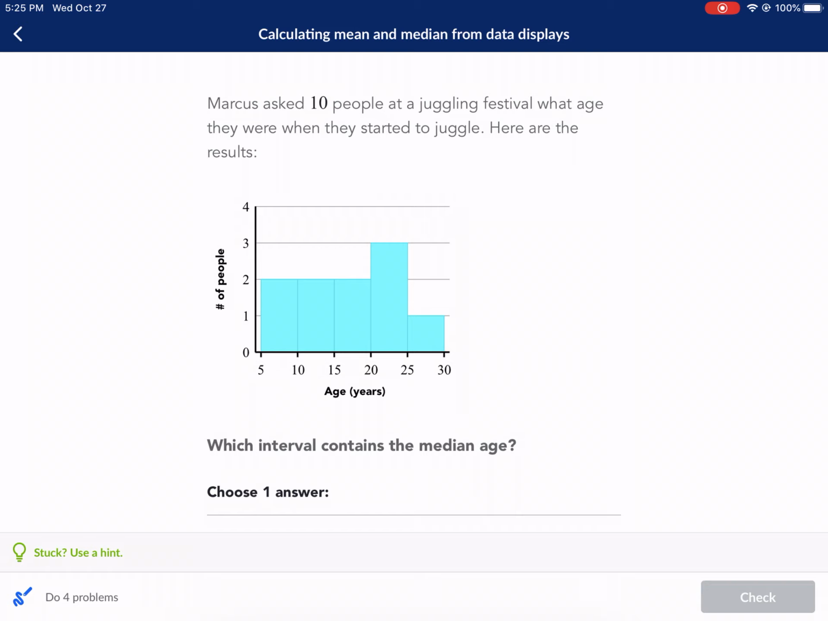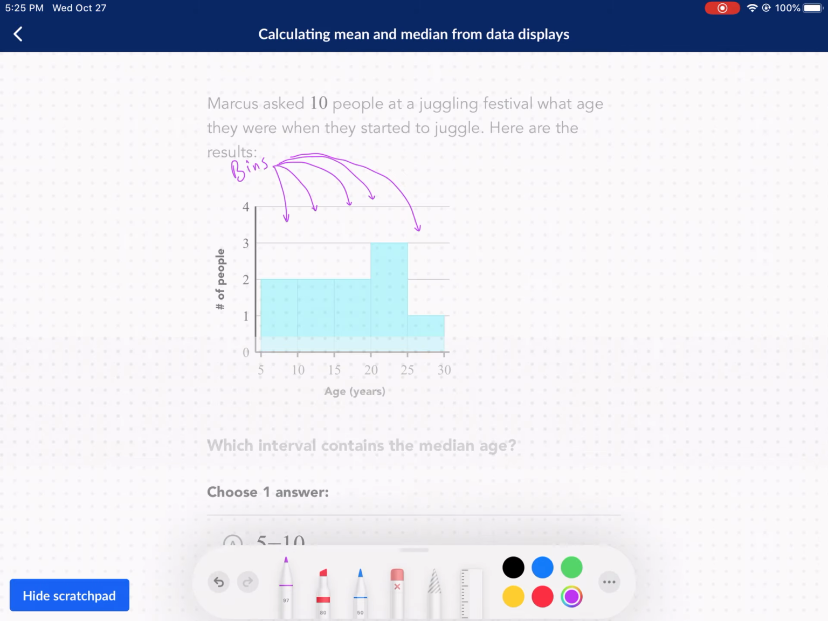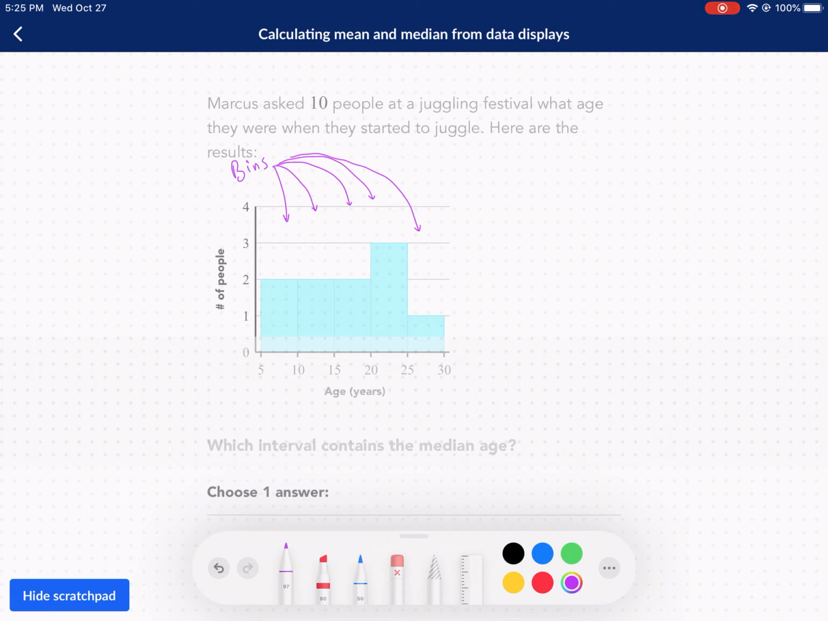So Marcus asked 10 people at a juggling festival what age they were when they started to juggle. Here are the results. So this is a histogram. The big idea from histograms is that they're divided into what are called bins. Each bin is a range of numbers. So these are ranges, and the ranges that we're talking about are people's age ranges.